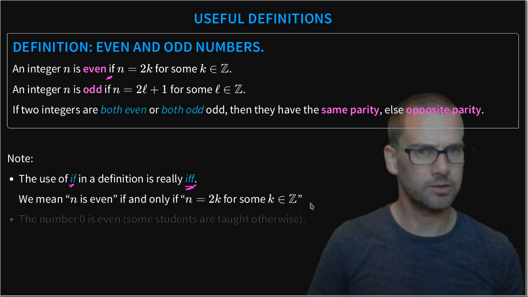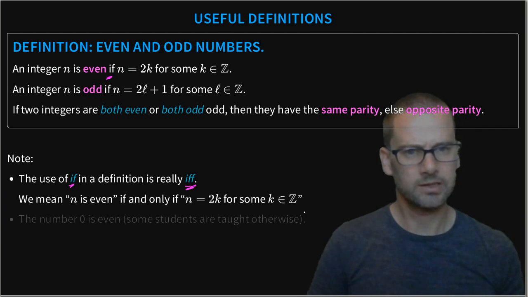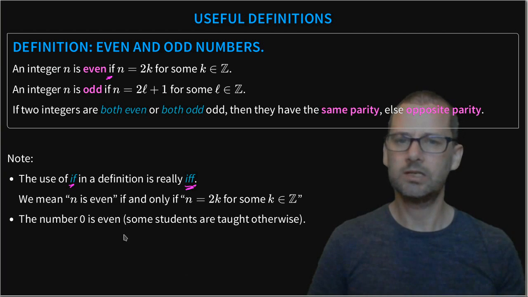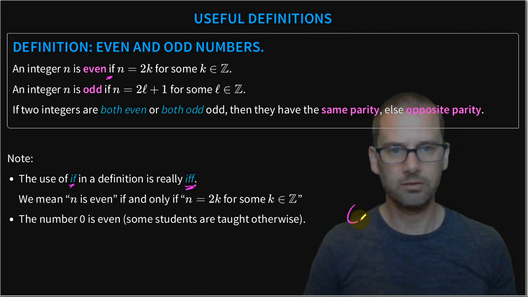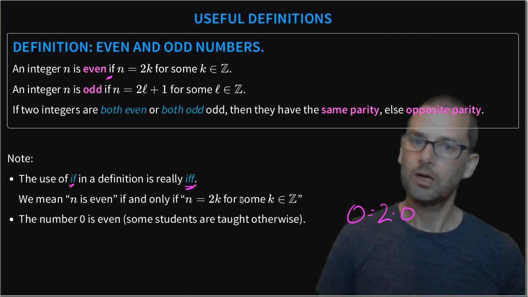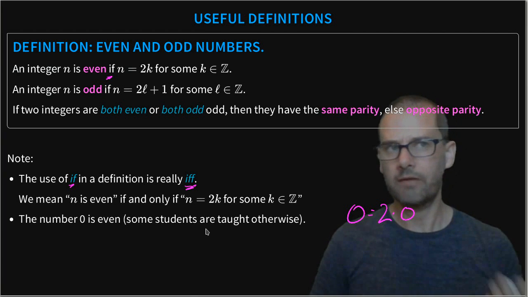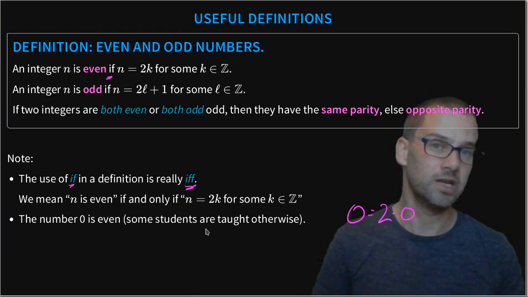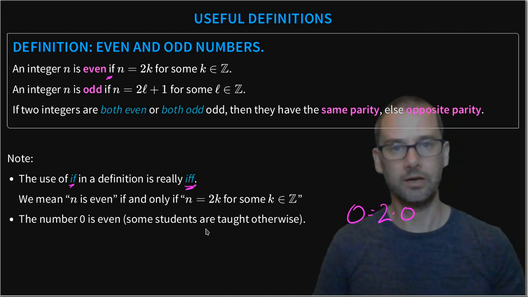Now, something else we should say here, because this has come up a few times when I've taught this course, the number 0 is actually even, because 0 is 2 times 0. Okay, so it's twice the integer 0. Now, the reason I bring this up is I have had students come to me and ask this because in school they were taught differently, that 0 was neither even nor odd. No, 0 is definitely an even number.